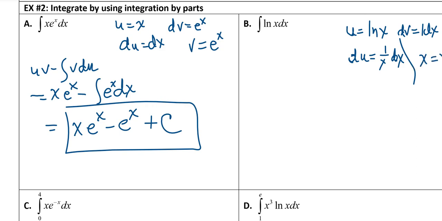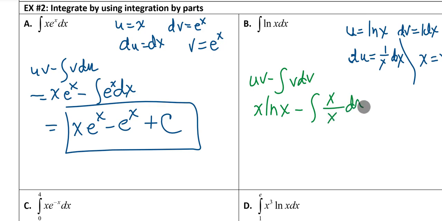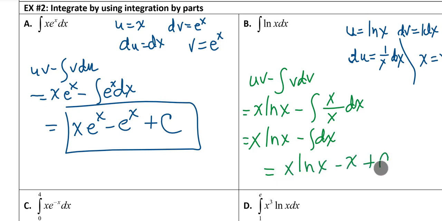Okay, so using our formula, we're going to have uv minus the integral of v du. So u is ln of x and v is x, so I'll write it as x ln of x minus, and now we're going to integrate v, which is x, times du, which is 1 over x dx. So this becomes x ln of x minus the integral of dx. So we get x ln of x minus x plus c.